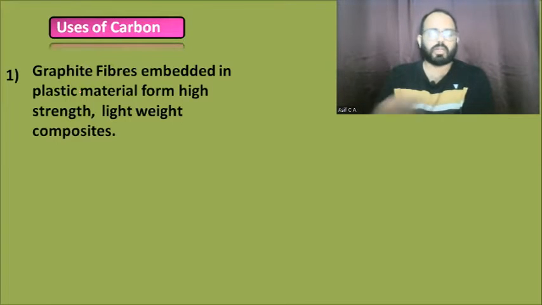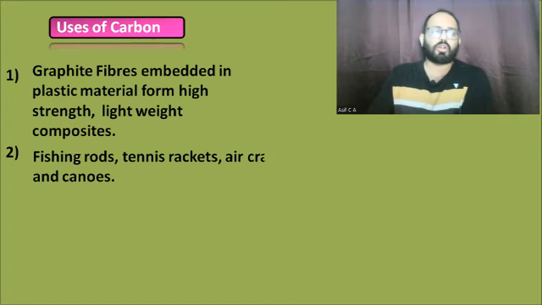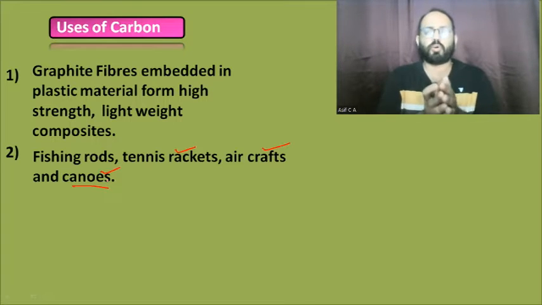First, carbon ஓட crystalline allotrope தான் graphite. It is a thermodynamically very stable form of carbon. Graphite fibers are embedded in plastic material to form high strength lightweight composite. In the composite நம்மளுக்கு fishing rod, tennis racket, aircraft, canoes எல்லாம் prepare பண்றதுக்கு யூஸ் பண்ணிக்கலாம். This is nothing but a small kind of boat. நம்ம ஒரு சின்ன போட் எல்லாம் prepare பண்ற மாதிரி இருக்கும்ல, ஷார்ப் எட்ஜடா இருக்கிற போட், அந்த போட்டை தான் இந்த பேர்ல சொல்றேன்.